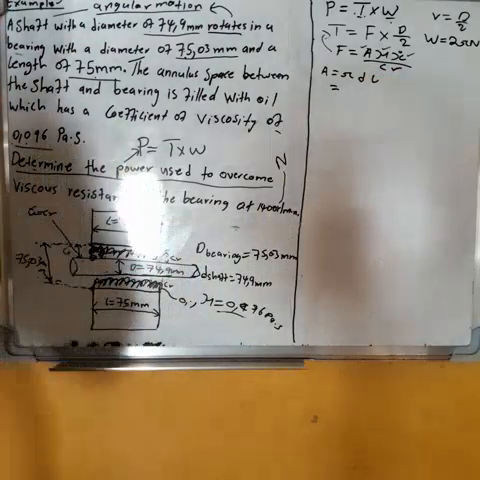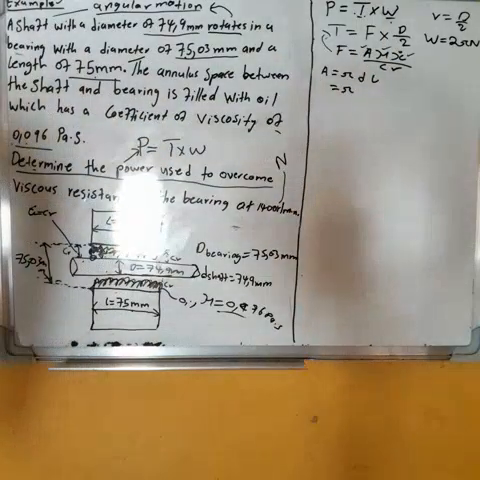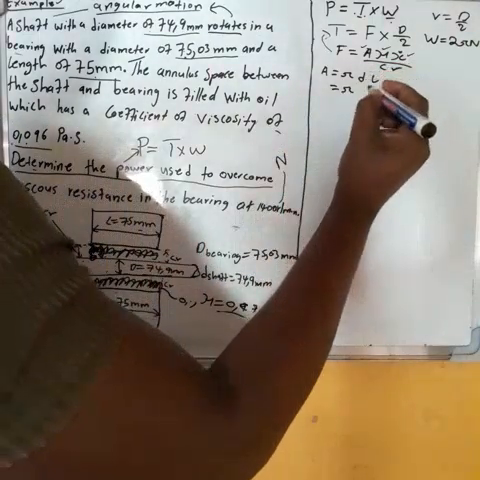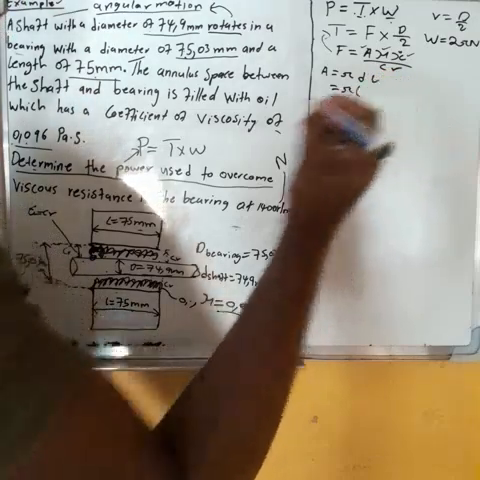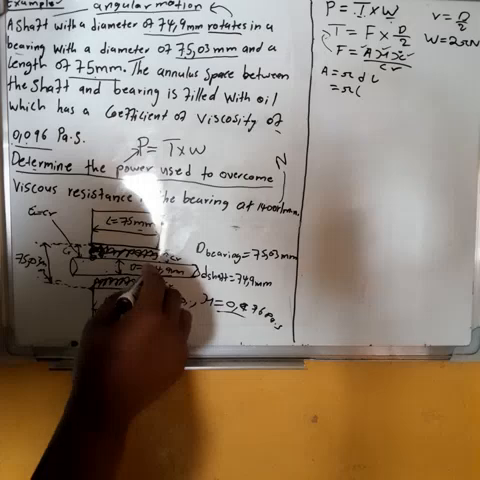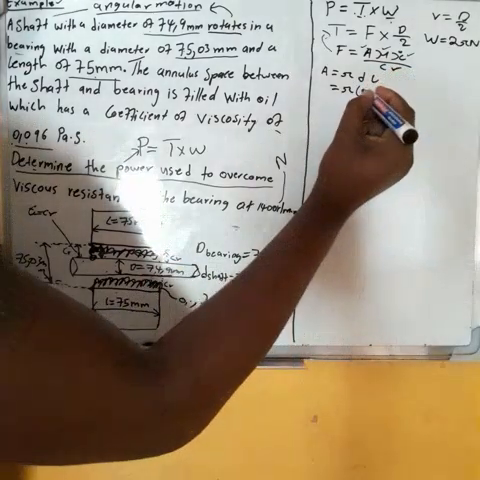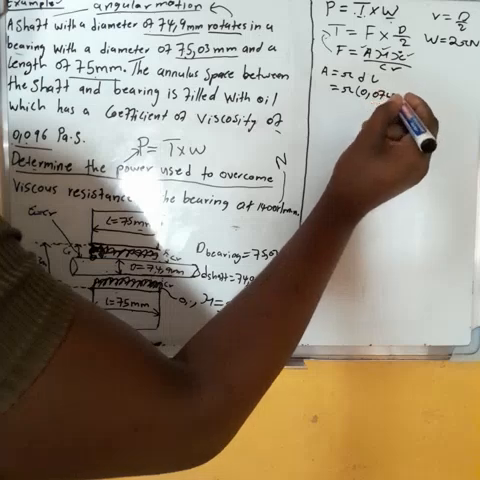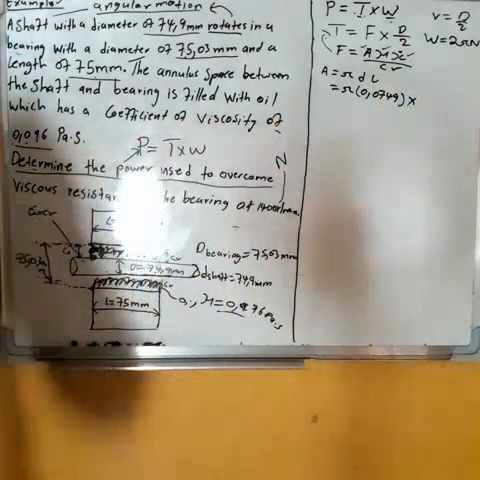Do not forget, I've explained this. This will be pi, and the diameter will be the diameter of the shaft. We know the diameter of the shaft is 74.99 divided by 1,000, which will give us 0.0749. Multiply by the length.